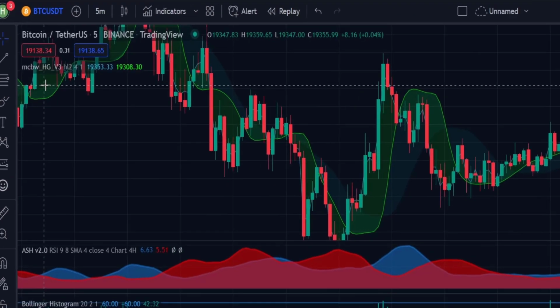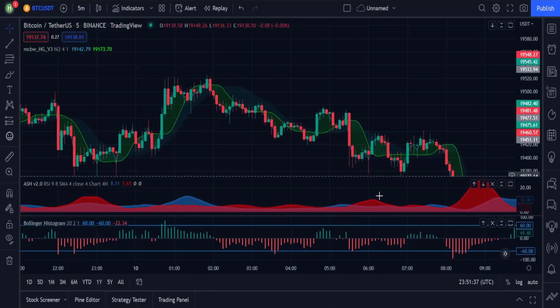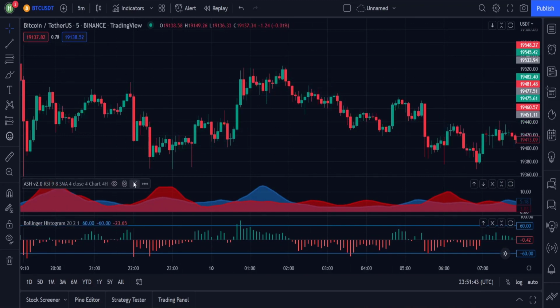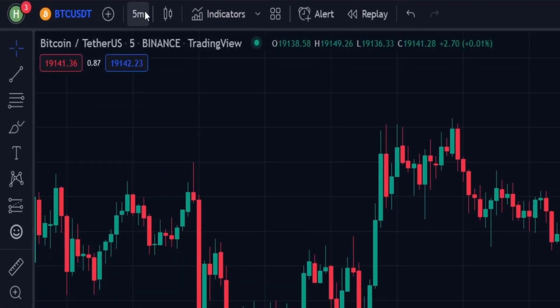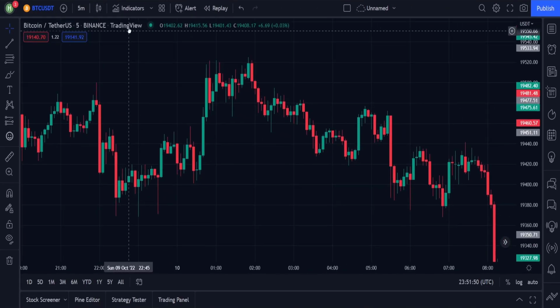So I'm in TradingView.com, and this is what your chart is going to look like when we are done setting up our indicators. I'll cross these out so that I can explain all the steps from the beginning. We'll use 5-minute time frame and regular candles for this strategy. We're going to be using 3 indicators for this strategy.